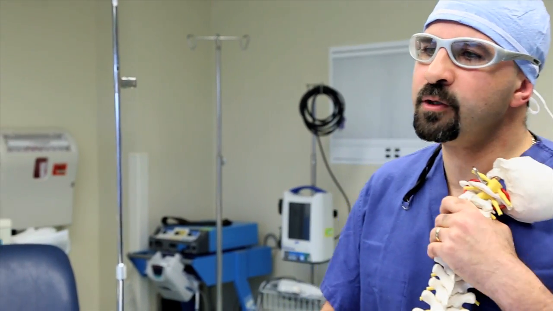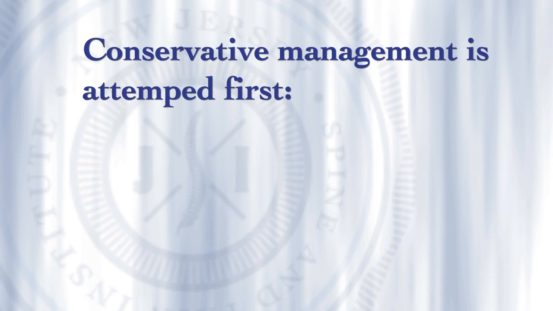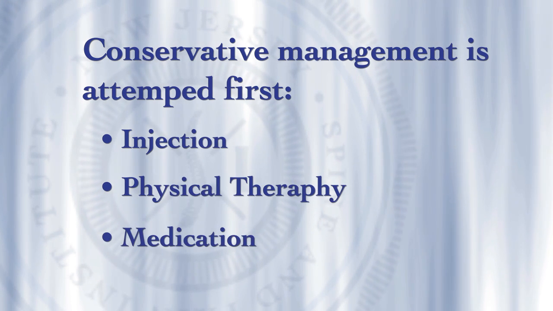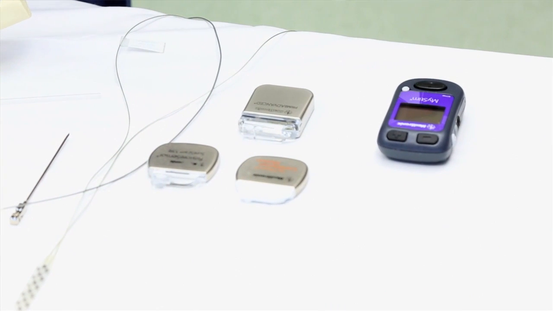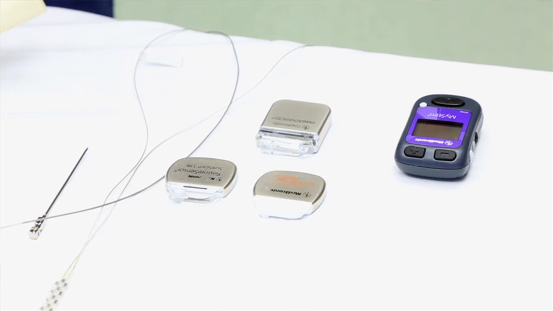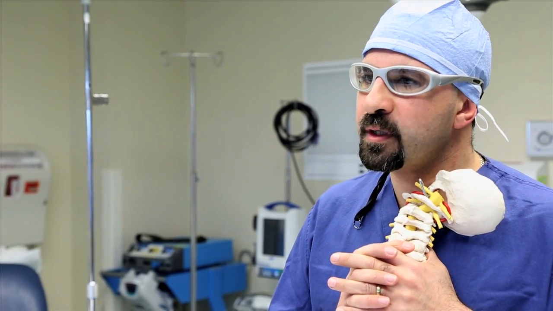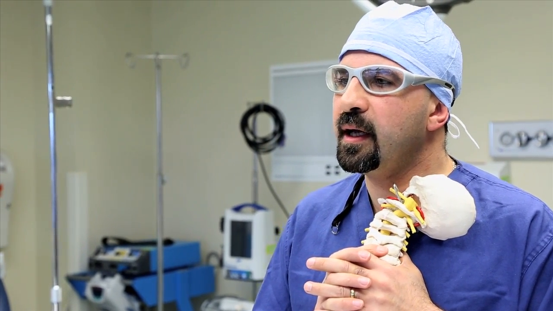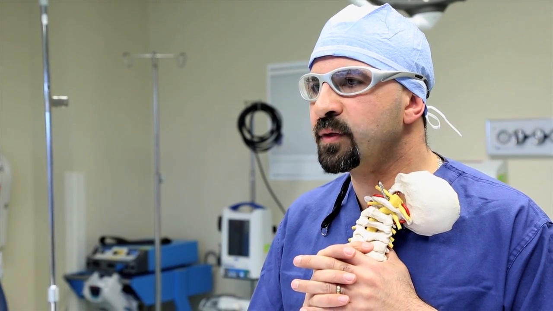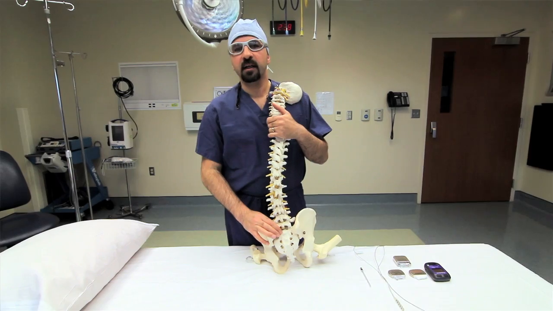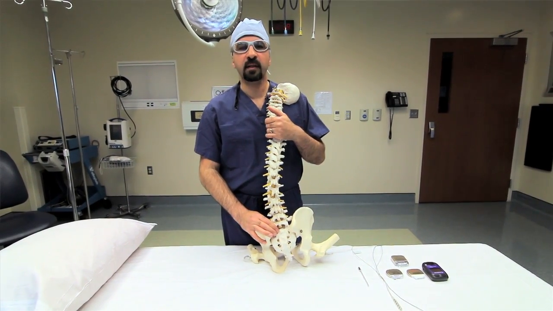For these patients, after we try all the conservative management, tried injection, tried physical therapy, medication, and they continue to have pain, we offer them spinal cord stimulator. The spinal cord stimulator is done in 2 sessions. We do a trial of spinal cord stimulator, and if they have a successful trial, we proceed to permanent spinal cord stimulator.